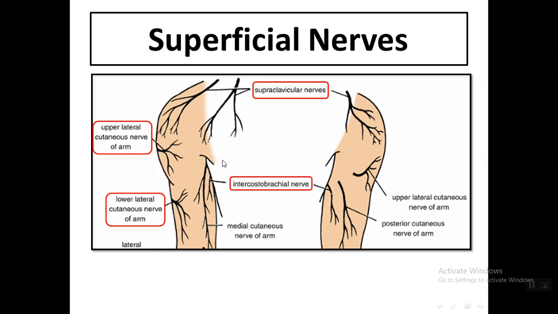The skin of the axilla or armpit and the medial side of the arm is supplied by the intercostobrachial nerve and the medial cutaneous nerve of the arm, while the posterior aspect of the arm is supplied by the posterior cutaneous nerve of the arm. So these are what we call the superficial nerves or the cutaneous nerves that are supplying the arm.